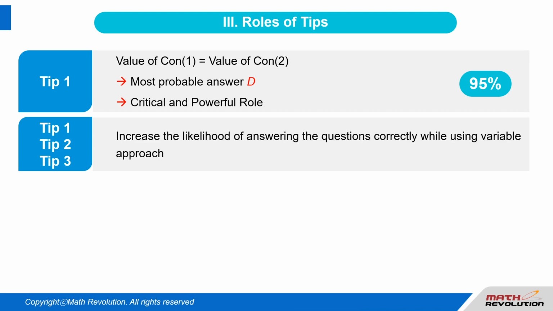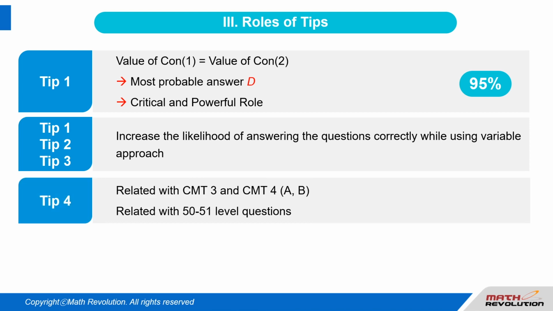Tips support the variable approach to solve DS questions more efficiently. While applying the variable approach to DS questions, Tip 1, Tip 2, and Tip 3 increase the likelihood of answering the questions correctly. Next, tips shed light on understanding the common mistake types. Tip 4 is usually connected to CMT 3 and CMT 4A and B. Tip 4 is related to 50 to 51 level questions.